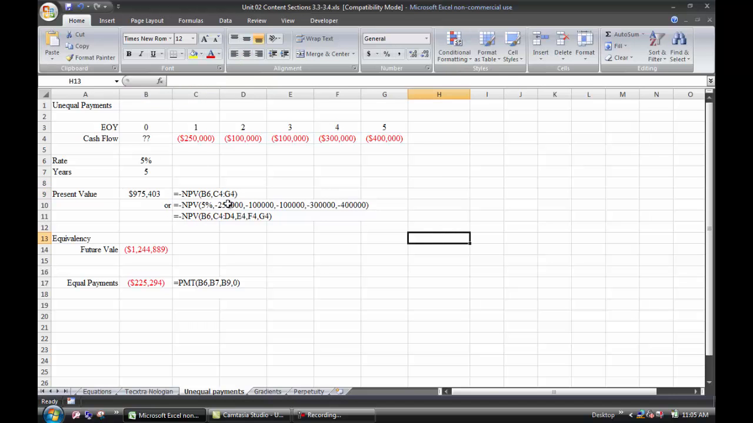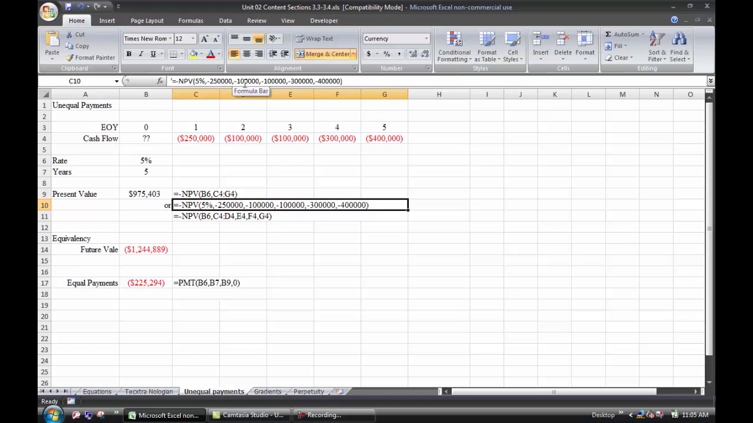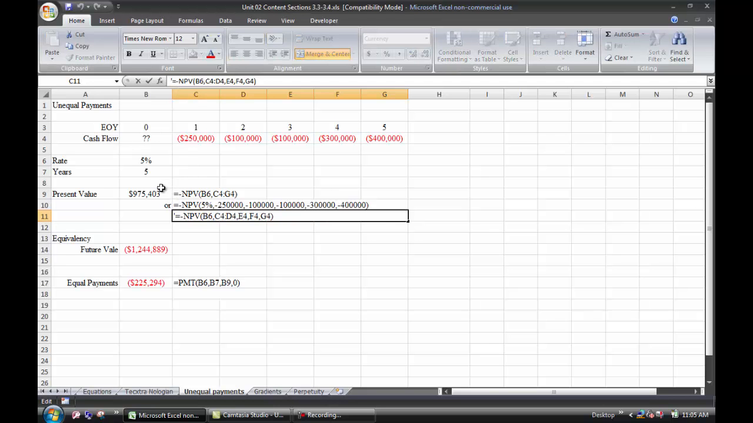Note you can also do these without the colon. Here we put in all the values, each one separated by a comma, starting with the rate, or you can do it with cell addresses starting with B6, which is the rate, and then the cell addresses of the 5 values, and they all work the same way.